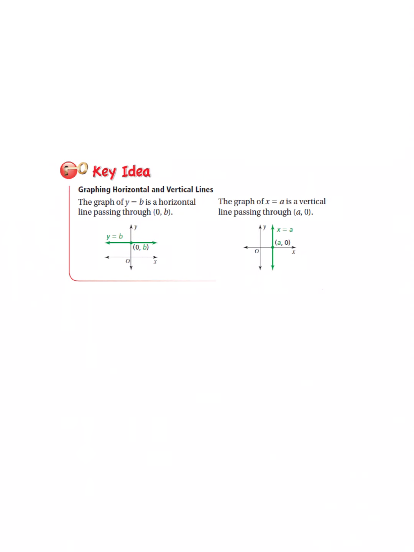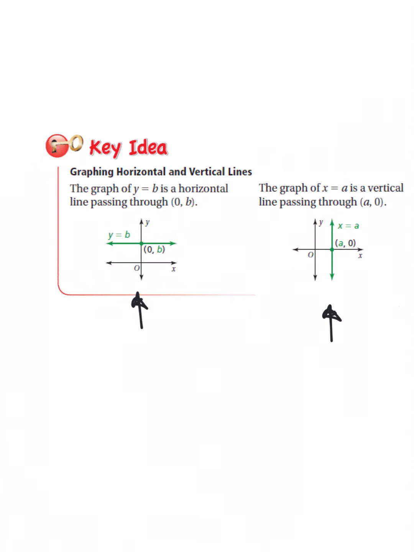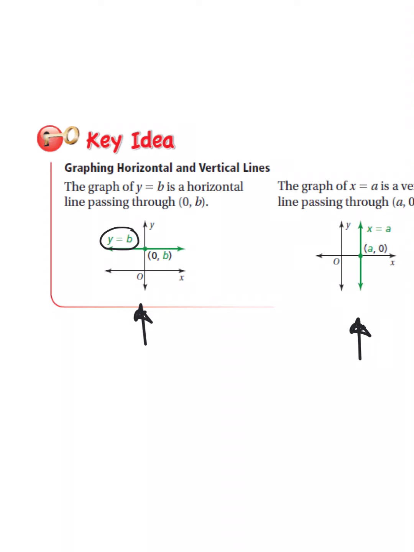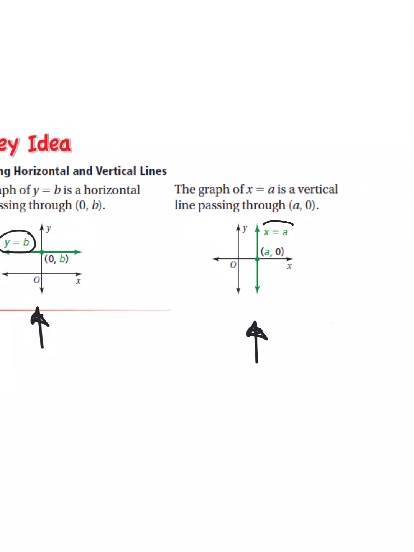So a key idea here, we also are going to be graphing horizontal lines and vertical lines. Now, we talked about in class a little bit, if you can remember, how when you get y equal to a number and there's no x value, that's when you're going to get that horizontal line. And when you get x equals a number with no y value, that's when you get a vertical line.